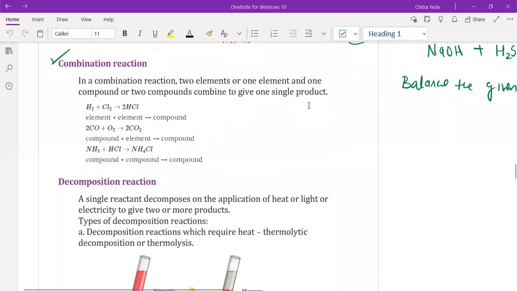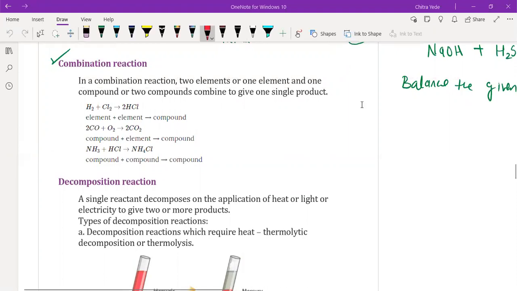We had discussed this, but in very short. So today again we are going to discuss, we are going to revise, we can say, combination reaction.